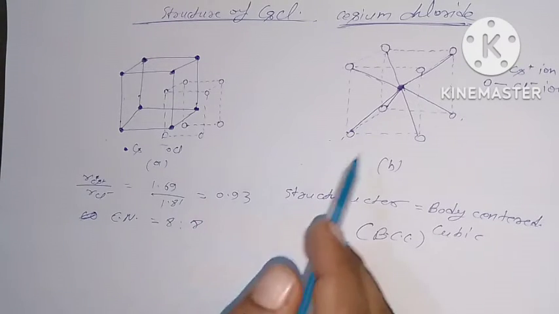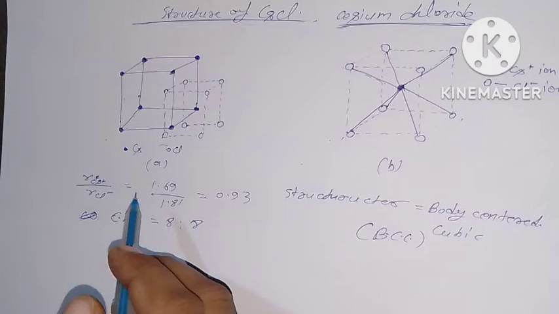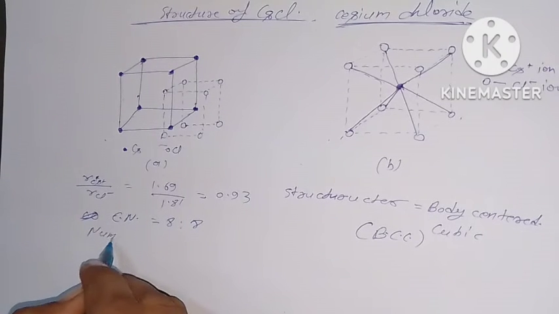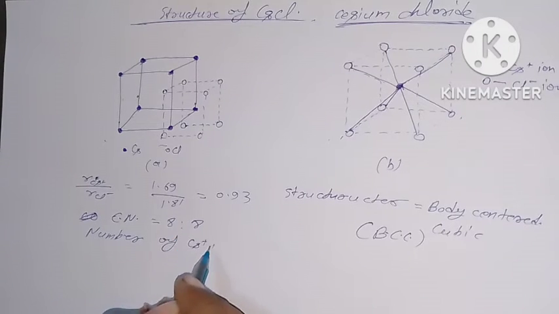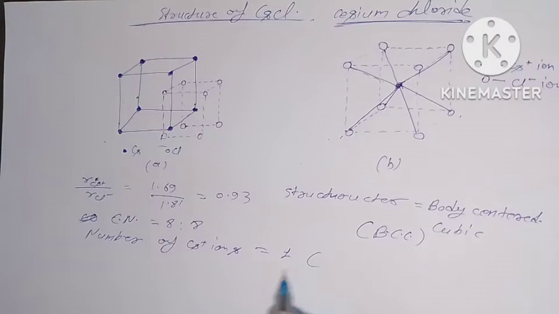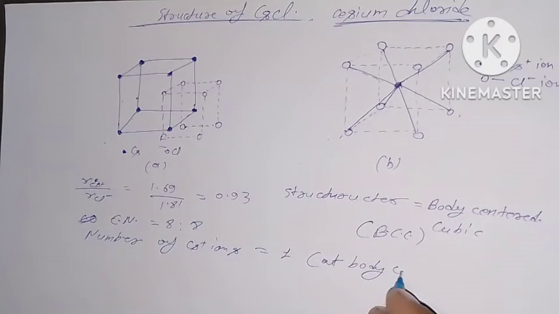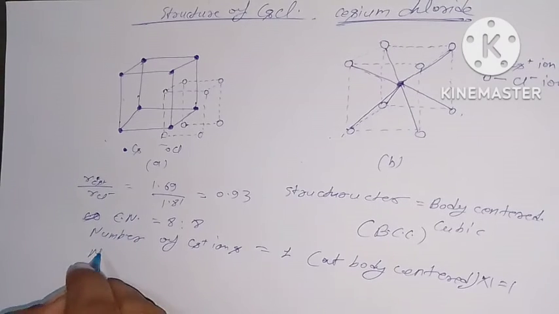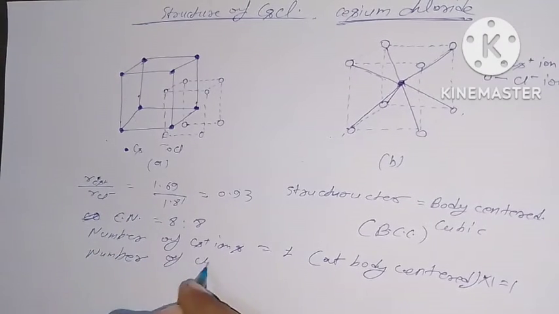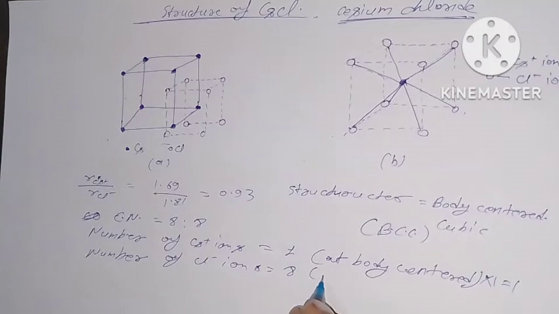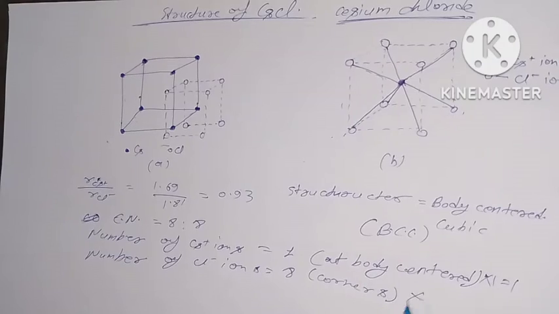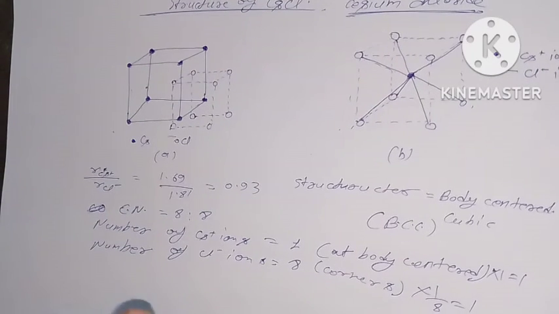The CsCl structure you can see. The unit cell of CsCl has 1 cesium ion and 1 chlorine ion, which is calculated as follows. Number of cesium positive ions is equal to 1 at body center, multiplied by 1, equal to 1. The number of chlorine negative ions is 8 at corners, multiplied by 1 by 8, equal to 1. Thus, in a unit cell there are 1 cesium ion and 1 chlorine ion.